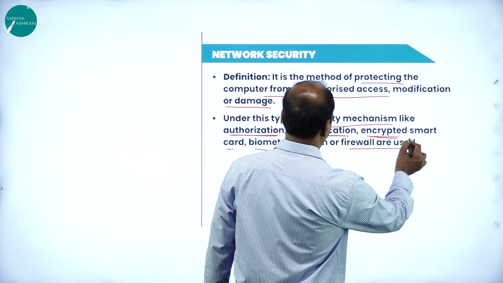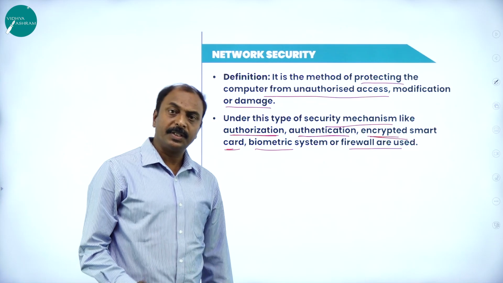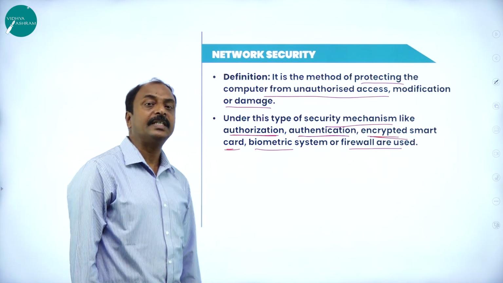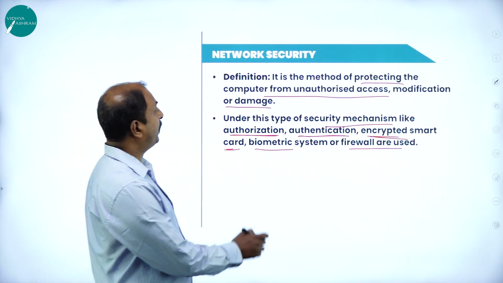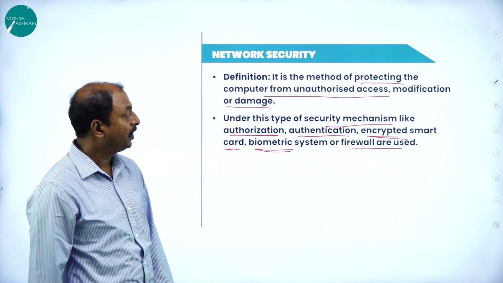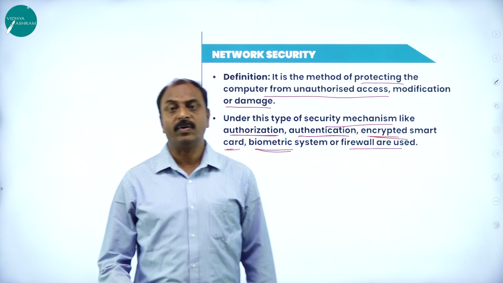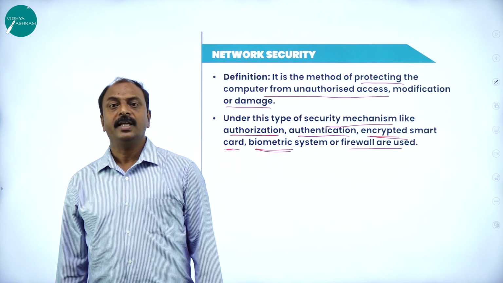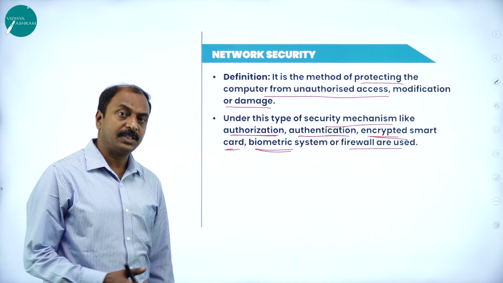And encrypted smart card. Encryption means we are converting data into different special characters to prevent others or outsiders from seeing the data. It is just like your password. A password can be encrypted. That is one of the mechanisms. And biometric system. You know what a biometric system is? With the help of your thumb impression or face detection, one can get into a system. That is another type of biometric system. And firewall. What is a firewall? You learned about it in our previous session about networking. A firewall is a system installed in a computer network, and its responsibility is to protect against outside entry into our computer system.